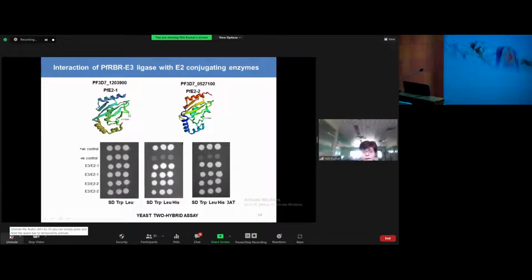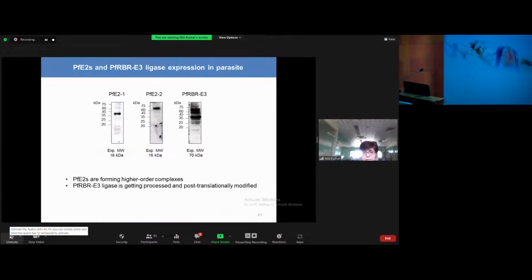We also tried to identify the corresponding E2 enzymes of RBR-E3 ligase, and the homology model suggests that they are similar to UBC5 and UBC13. Through yeast two-hybrid, we showed that, indeed, these E2s are interacting with the parasite E3 ligase.